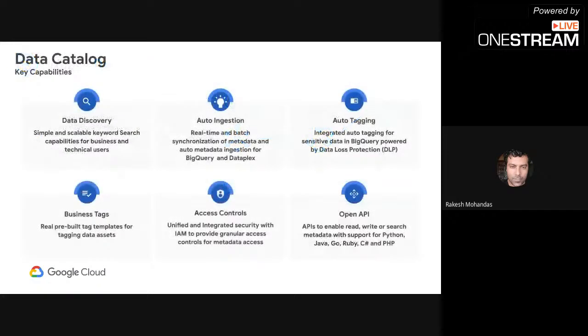So these are some of the key capabilities we have on Data Catalog. It does something called auto tagging using machine learning. It identifies what kind of data we have, whether it has a name, mobile number, email address, and so on. It also has data discovery, which has the semantic search capabilities to do that.